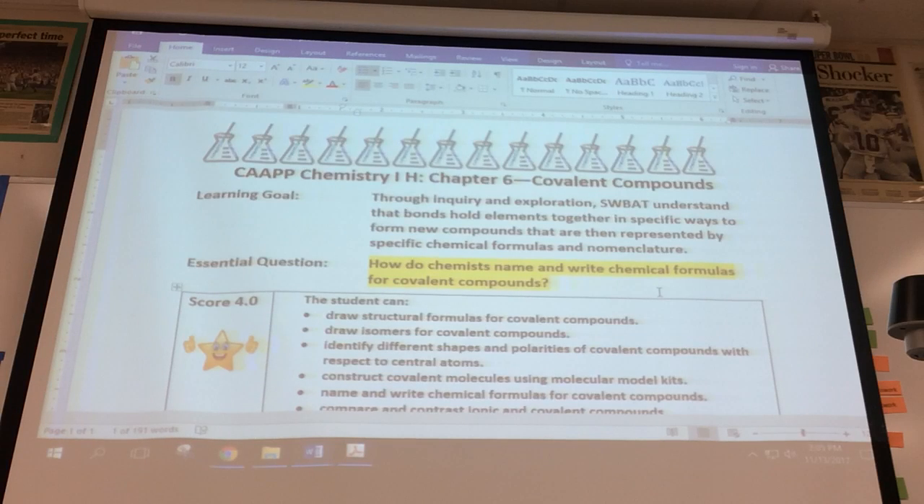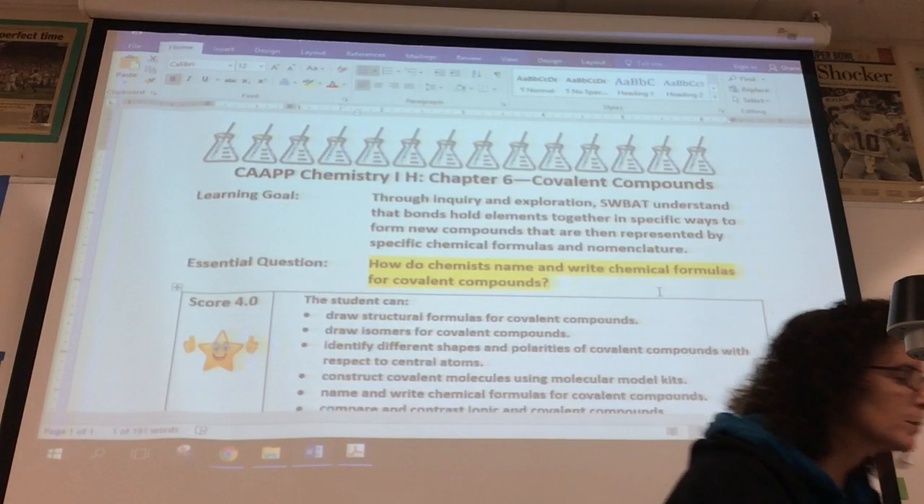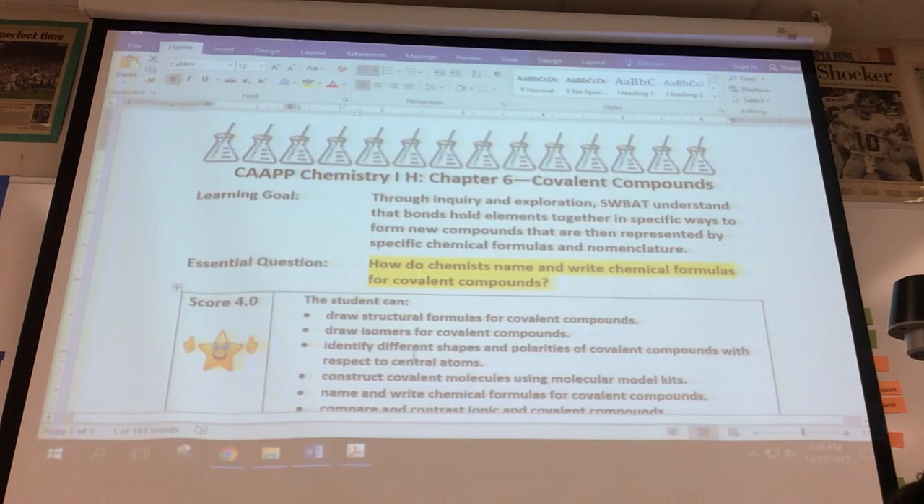You will find this much more straightforward than what you saw with ionic compounds. You'll master covalent compounds today, but being able to differentiate them from ionic compounds will take a little bit of work. Our essential question is how chemists name and write chemical formulas for covalent compounds. At this point, you should be able to draw structural formulas for covalent compounds as well as isomers. You'll be assessed on that on your quiz this week.